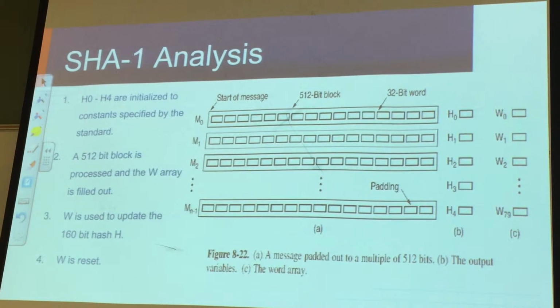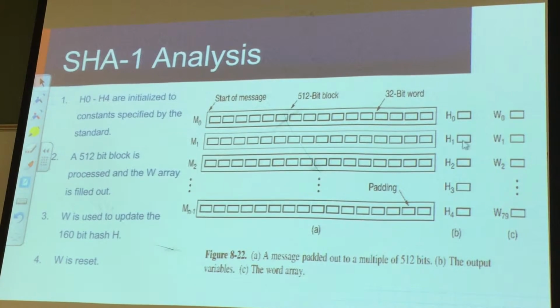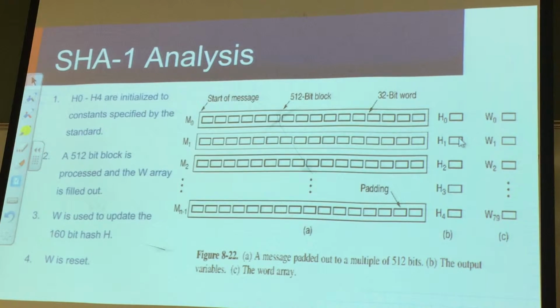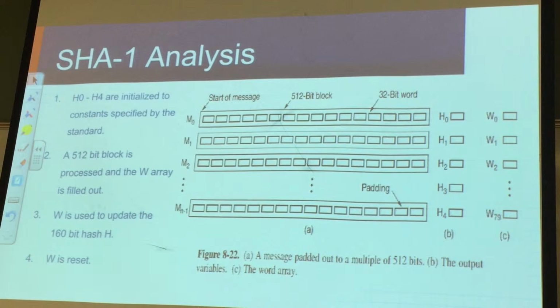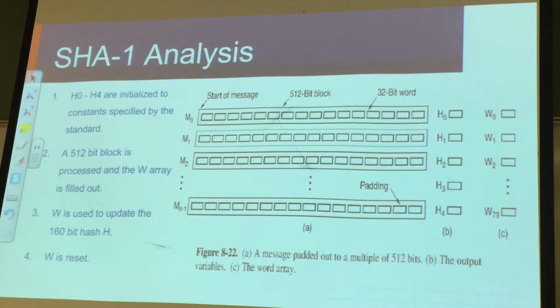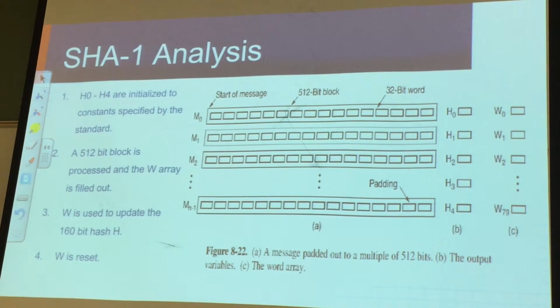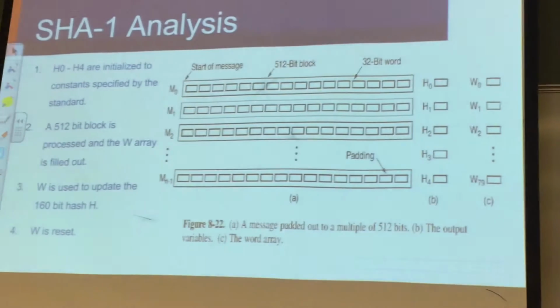Before you start the algorithm, you're going to first initialize H0 through H4, which can be found right here. And those are going to be initialized to a constant, and they're going to be specified by the standard. The reason for this is because you want H0 through H4 to be consistent every time that you start the algorithm. If they're inconsistent, you're going to get a different hash every time you apply the algorithm, and that is not a good idea.